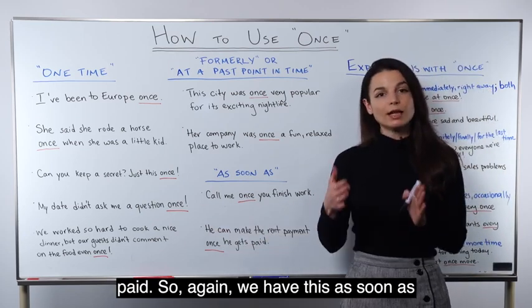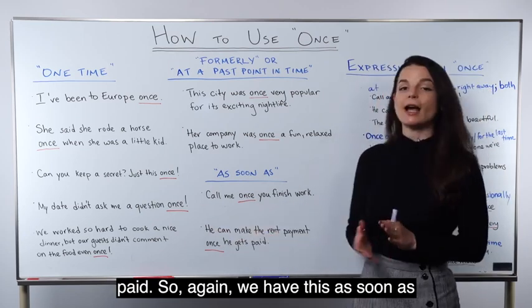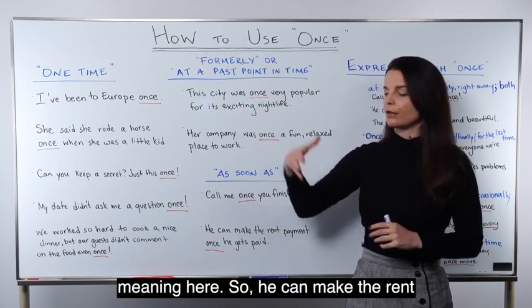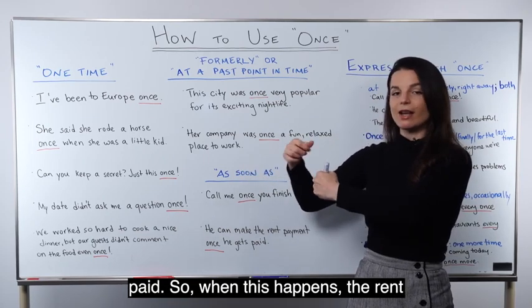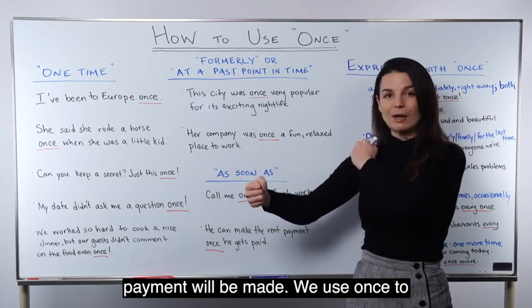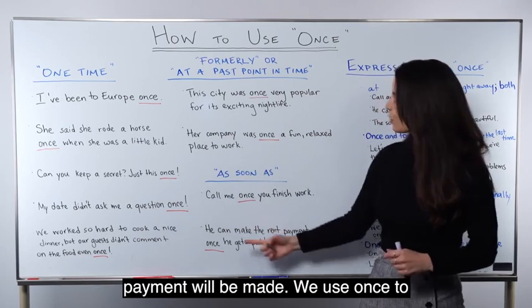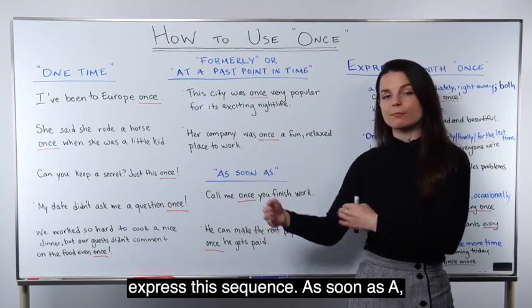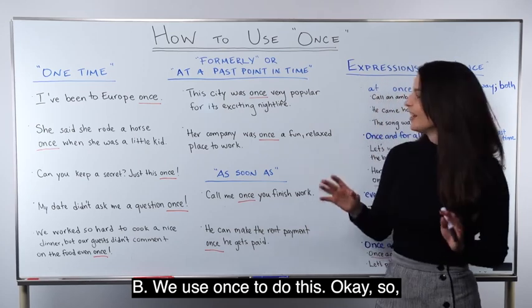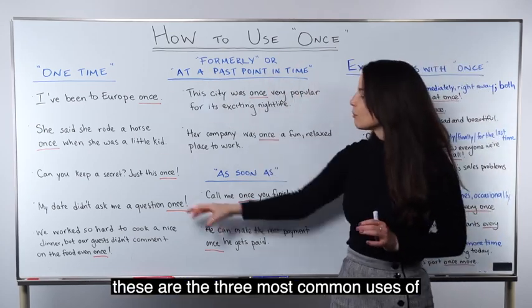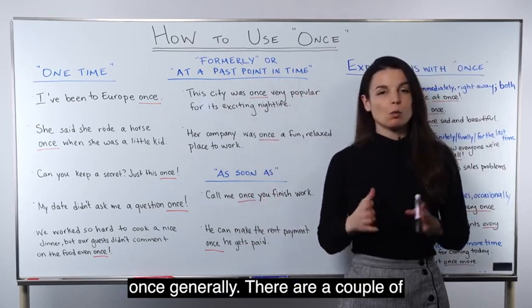Once he gets paid. So again, we have this as soon as meaning here. So he can make the rent payment. This will happen after he gets paid. So when this happens, the rent payment will be made. We use once to express this sequence. As soon as A, B. We use once to do this. Okay, so these are the three most common uses of once generally.